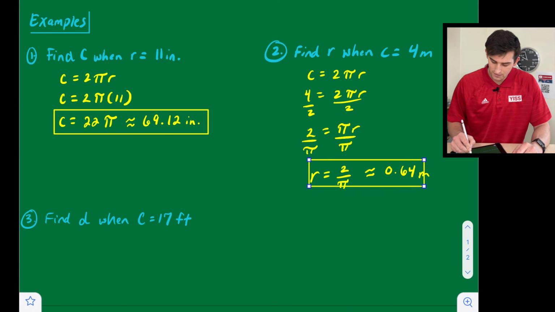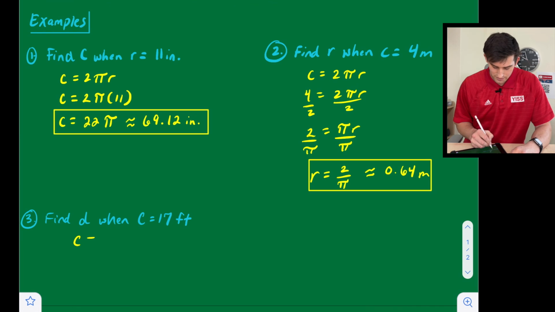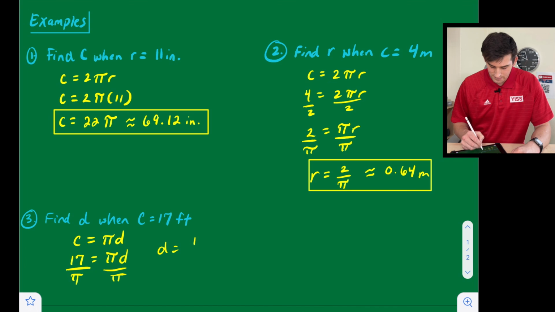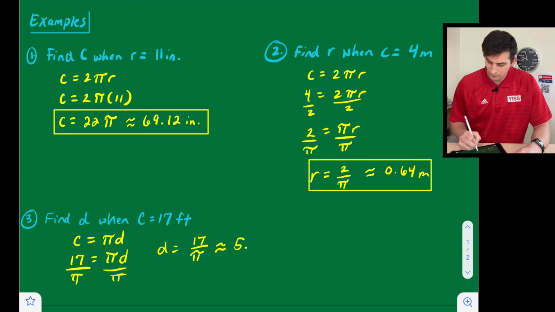Okay. All right, and the last one that we're going to do involves the diameter now. So now we want to find the diameter when the circumference is equal to 17 feet. So now I'm going to use c equals pi times diameter, and we have circumference is 17, and now we're just going to divide both sides by pi. So here we get the diameter is equal to 17 over pi, and now we can put that in our calculator, 17 divided by pi, and that gives us approximately 5.41 feet.